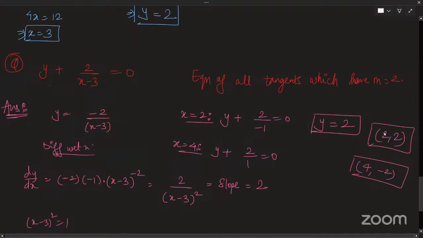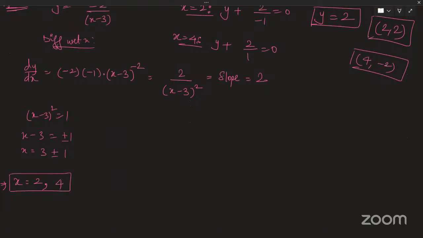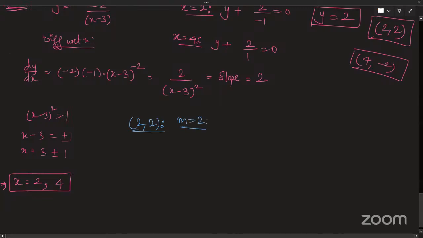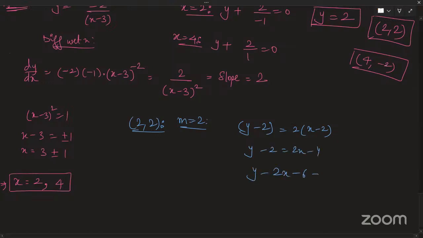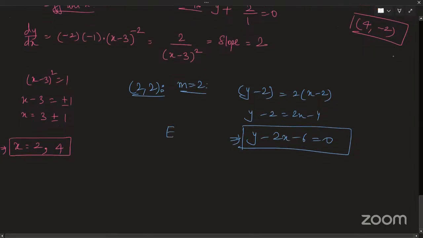Can I calculate the equation of the line that passes through both of these points? Sorry, not both of these points. That passes through this point and has slope 2. Can I do that? So let us do it at the first point. The first point is 2 comma 2 and the slope of the line is 2. So using the equation of the line, y minus 2 is 2 times x minus 2. So y minus 2 is equal to 2x minus 4. So y minus 2x plus 2 is equal to 0. This is my equation. Do you all agree? This is the equation of tangent 1.